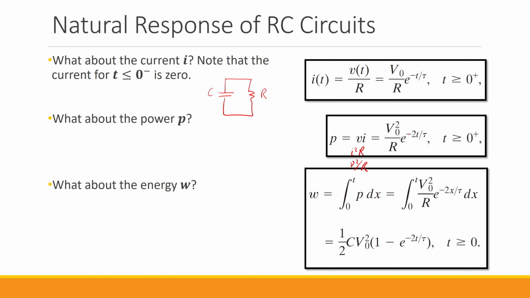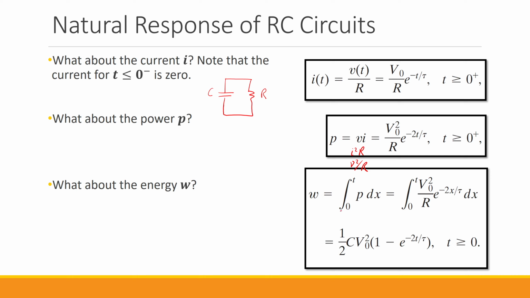And the reason that we have this 2 is when you multiply V with I, you have two functions each having this exponential term, e to the negative t over tau. So when they multiply by each other, their exponents are going to be added together.